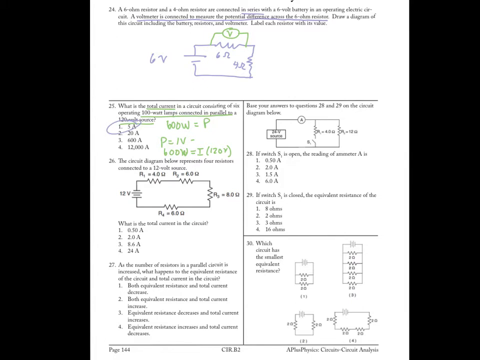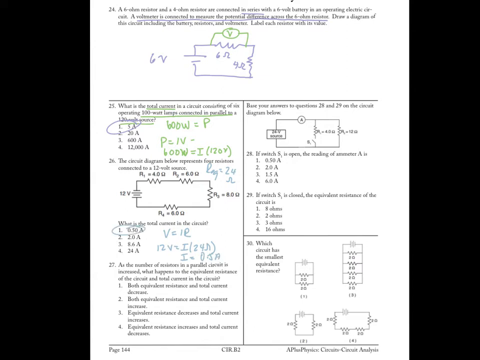Number 26. What is the total current in the circuit? So we're looking at the big picture here. We need to figure out REQ, equivalent resistance. We have a series circuit, so we just add them up, 4, 6, 8, and 6. That makes 24 ohms. You just add them up, only in series. Now we can figure out the total current using our voltage and our equivalent resistance. 12 volts equals I times 24 ohms. I is equal to 0.5 amps.